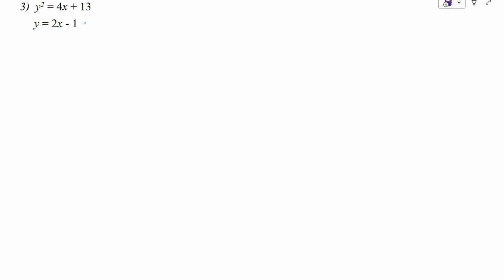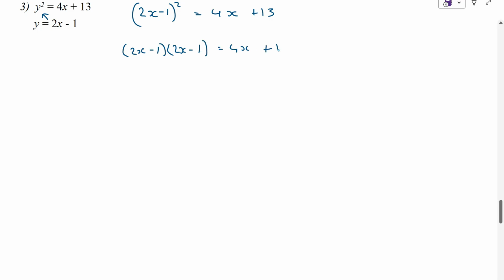Okay, so we've got our quadratic and linear equation here for question 3. Y is already the subject, so we can go ahead and sub it into the first equation. So wherever we see y, we are going to write 2x minus 1. And here we have to square that. So again, as we did in the previous question, when we square a bracket, we need to write out double brackets and then cross multiply.